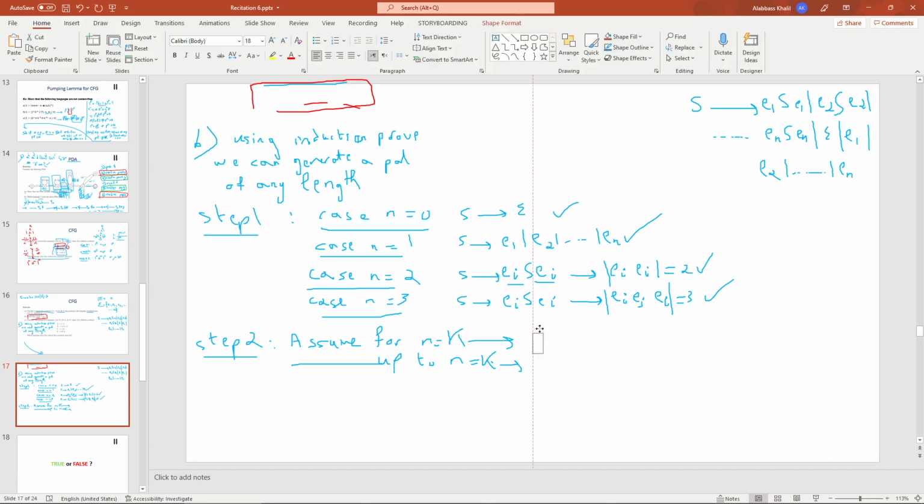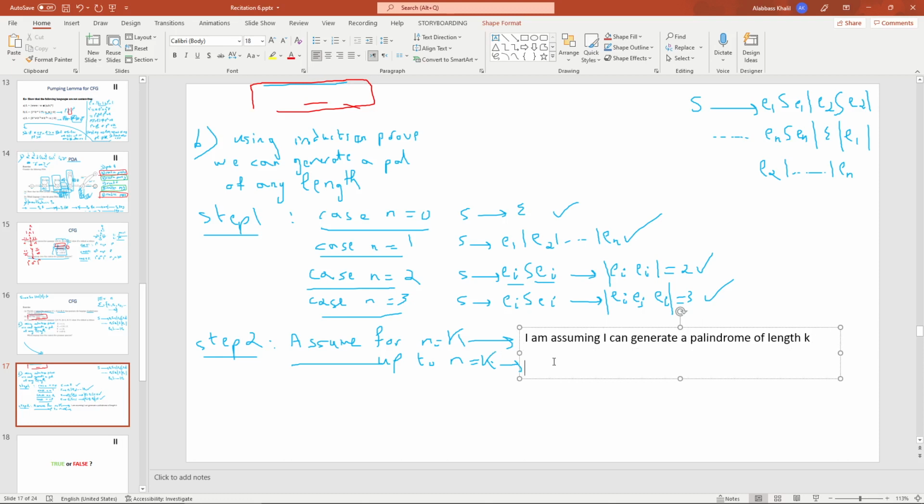The first one is saying, so when it's n equals k, I am assuming I can generate a palindrome of length exactly k, right? However, this is when I say n equals k.